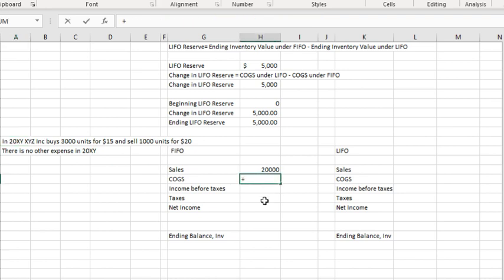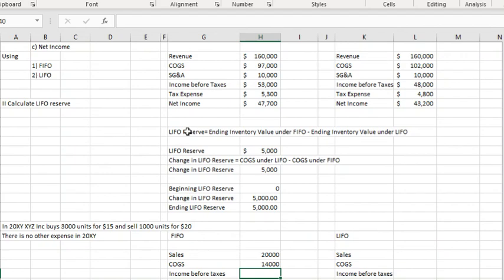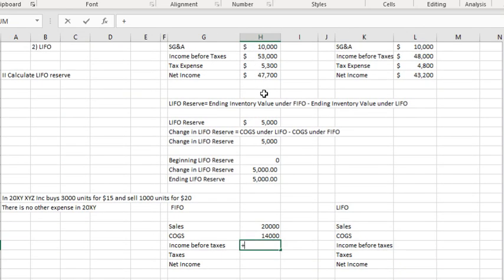As a result, our cost of goods sold, we are selling 1,000 units, and the price for that is going to be $14. We used all these first three, and now it's time first in, first out. Now it's time to use partially this part. So our cost of goods sold is $14,000. Our income before taxes is $6,000. Our tax rate is 10%, and our net income turns out to be $5,400. Let's take a look at LIFO.